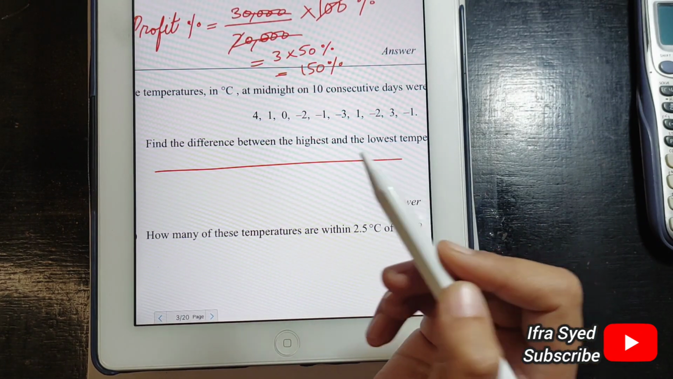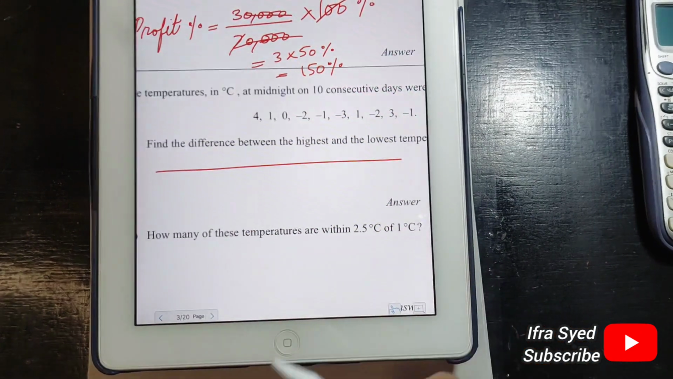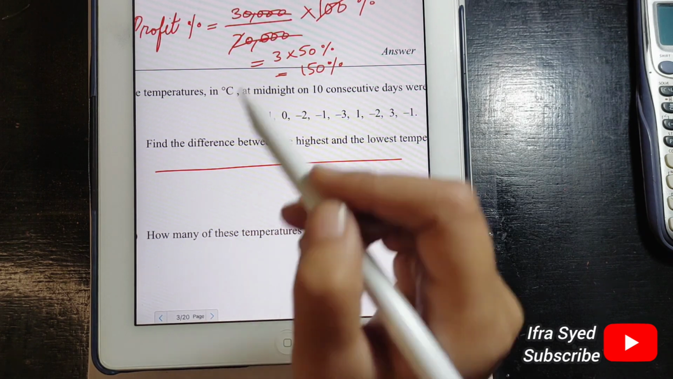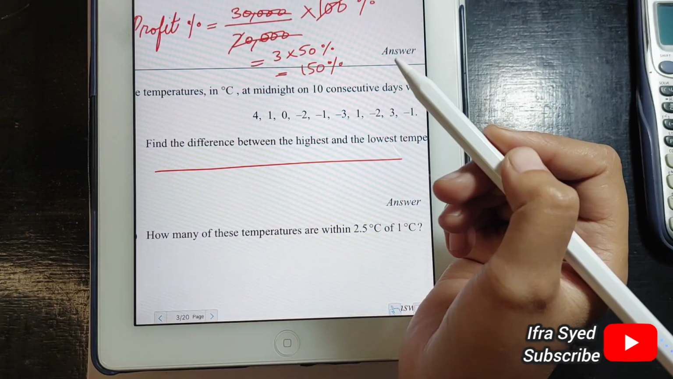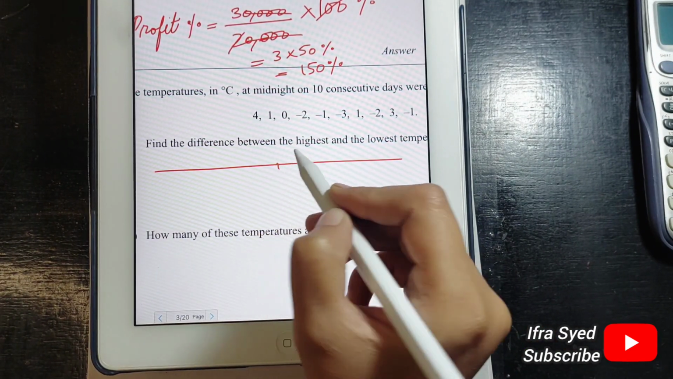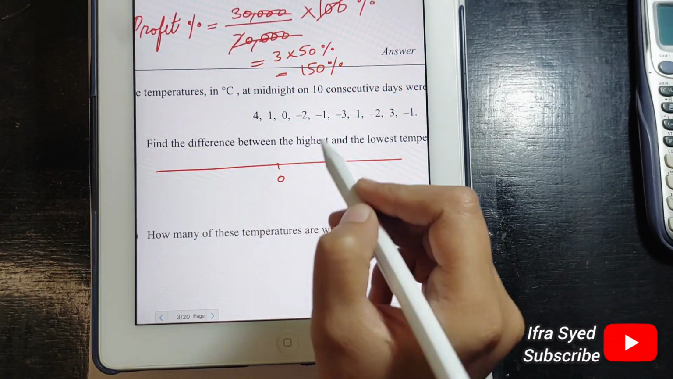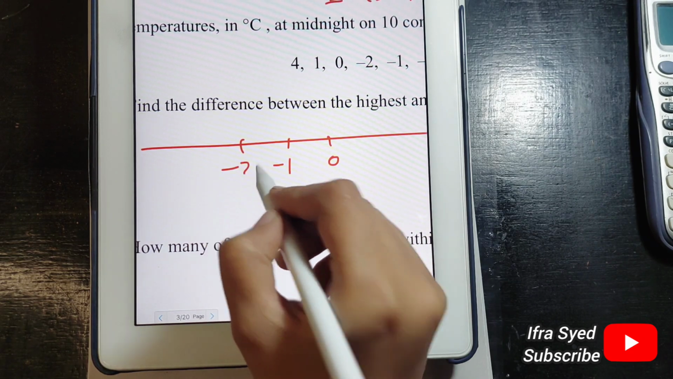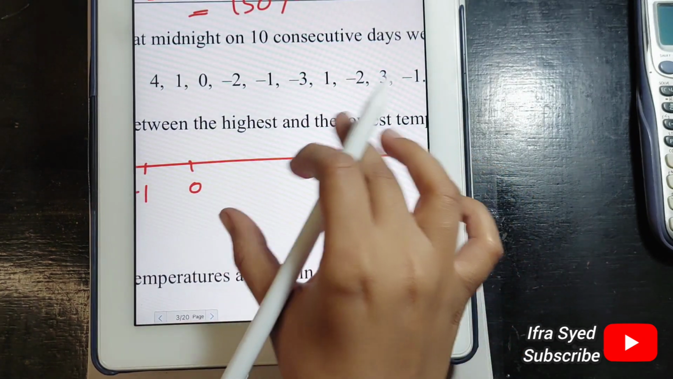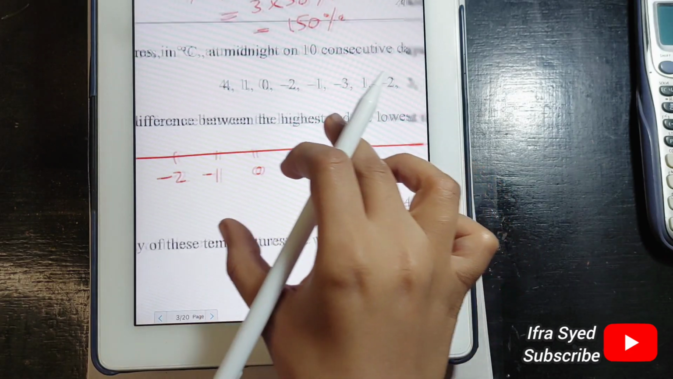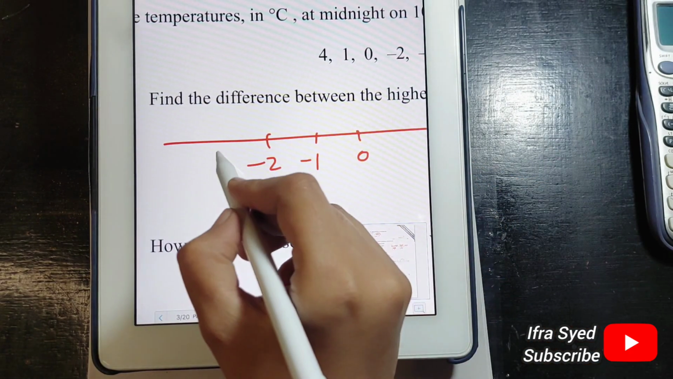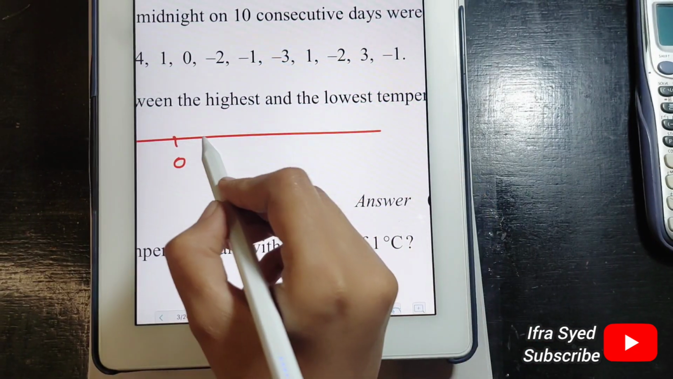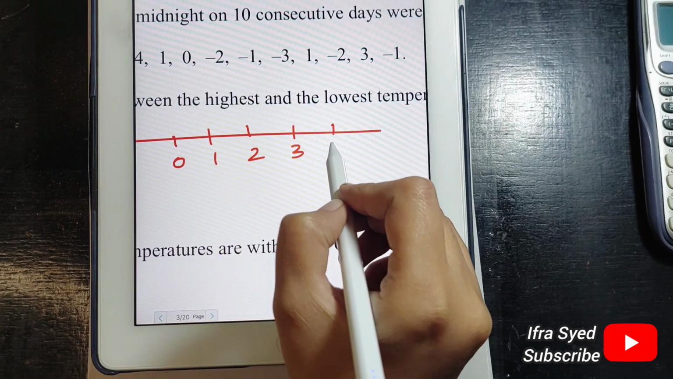Or we can also solve it by arranging them in ascending order. So first of all, we need to write the lowest term, or we can place them on a number line. We have 0 in the middle, and on the left side we have -1, -2, and let's see, we have -3. No, we don't have -3. So these are the temperatures on the left side. I'm writing -3 here, and on the right side we have 1 to 4. So 1, 2, 3, and 4.